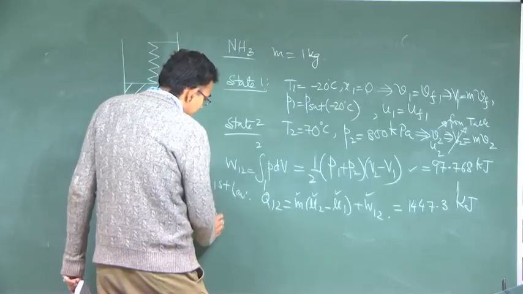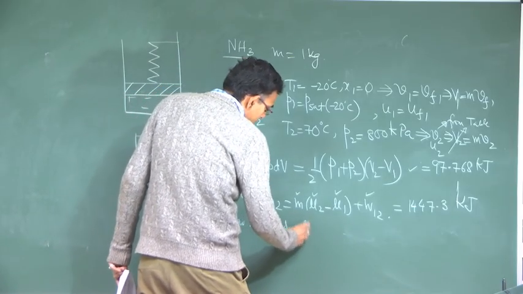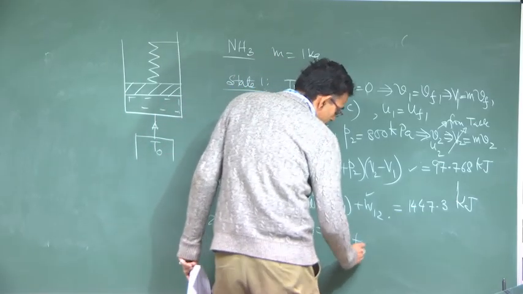And then you can apply the second law, M into S2 minus S1 is equal to Q12 by T0 plus Sgen.